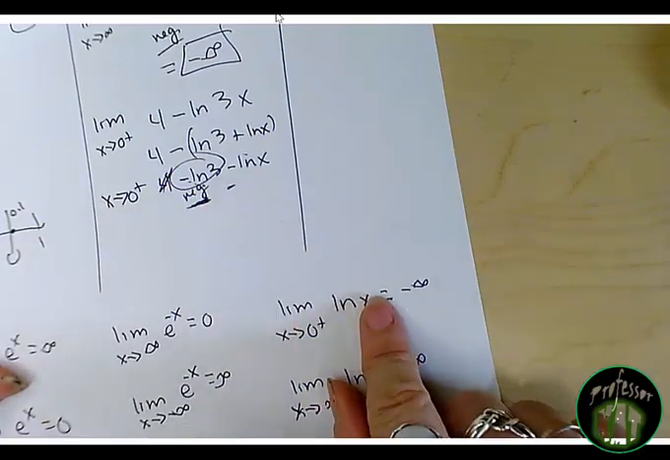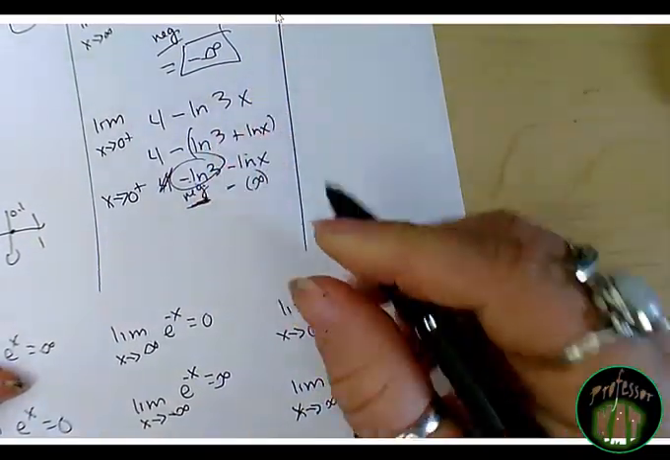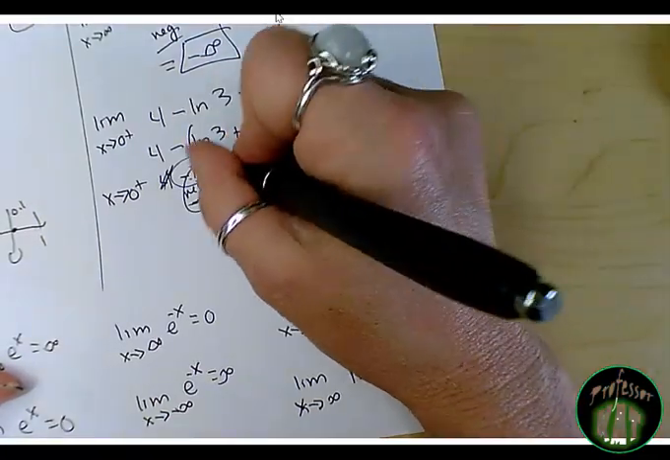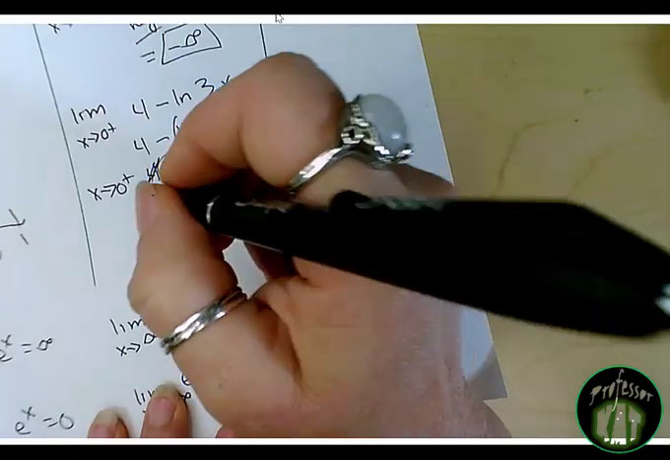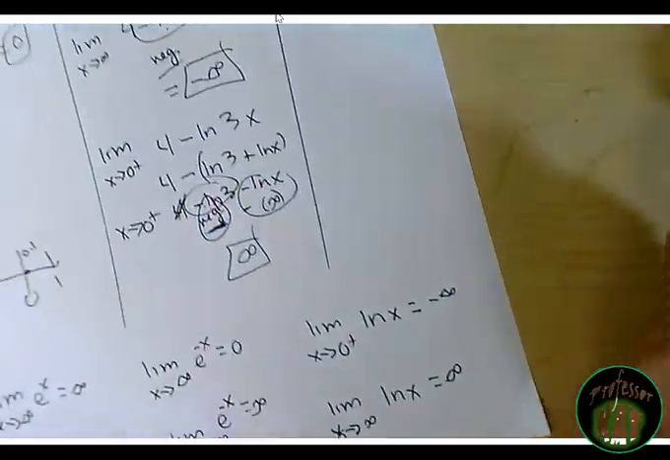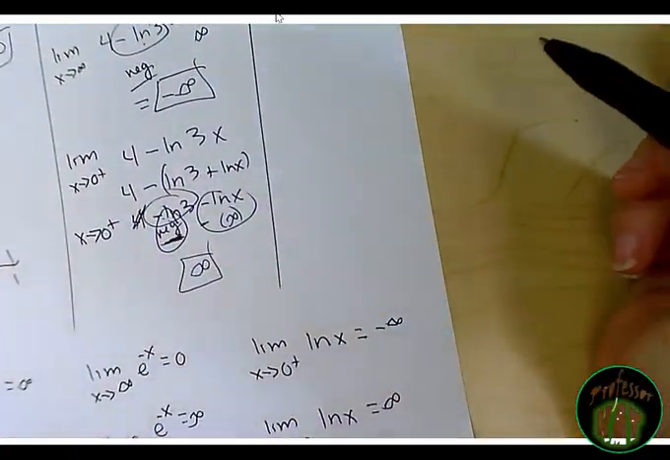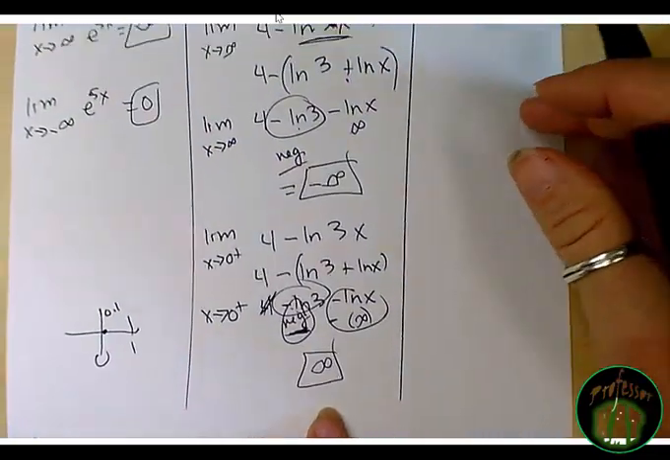And the limit of ln x is negative infinity. So we have a negative number and then a negative infinity there. So this negative along with this negative is actually going to turn that positive, and that limit is going to go to positive infinity.